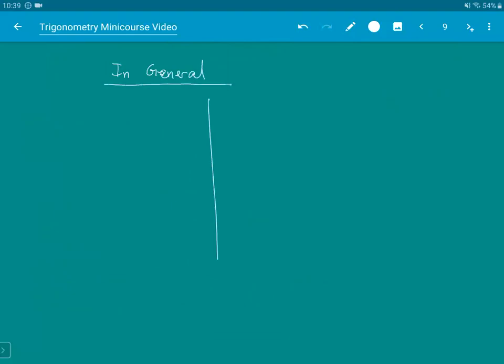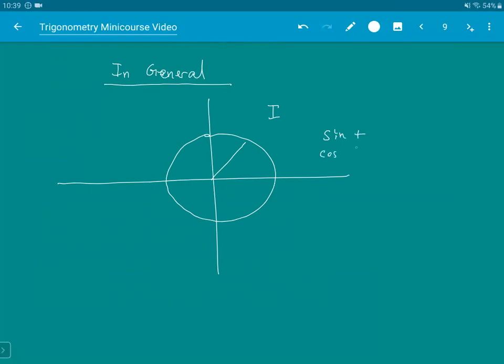So in general, if you look at the sine and cosine as the angle changes, if your angle is in the first quadrant, quadrant 1, then sine will be positive and cosine will also be positive. If your angle is in the second quadrant, now cosine becomes negative and sine remains positive. That's just because of whether your x and y coordinates are negative or positive.